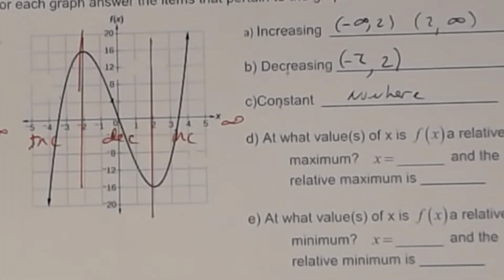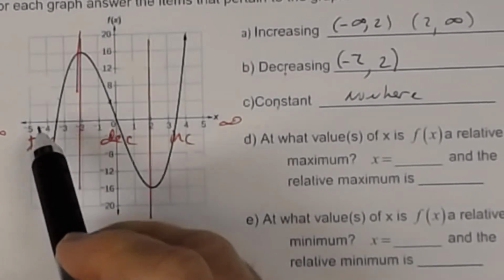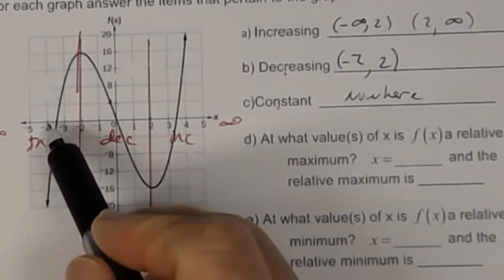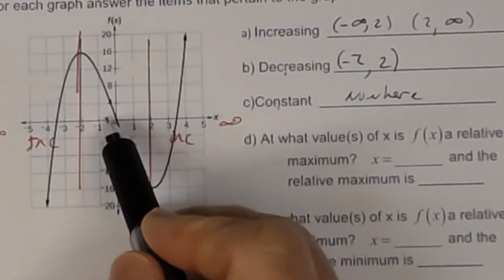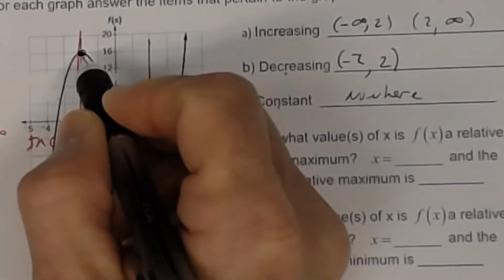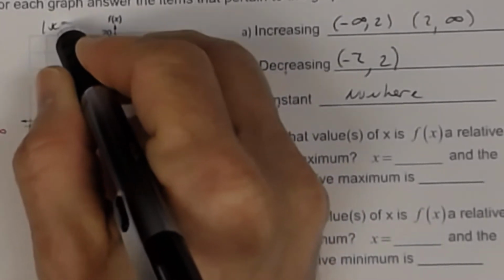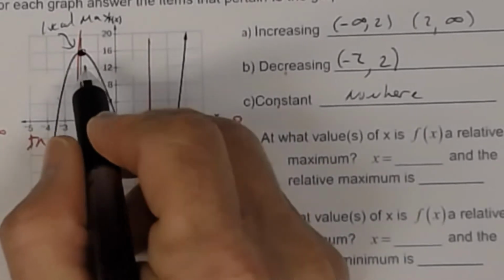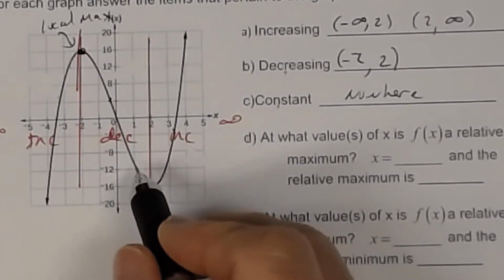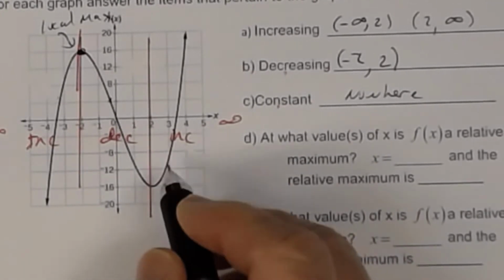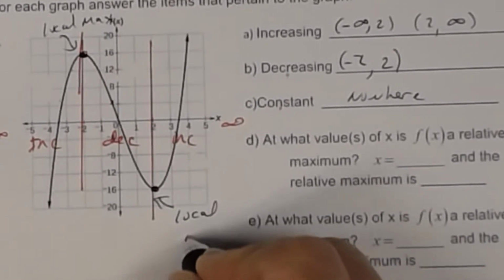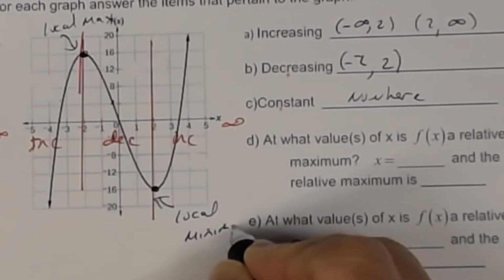Okay, part D. Now notice that when I read this graph, I said that this function is increasing, then all of a sudden it's decreasing. So this is a high point right here. We're going to call this a local max. Increase, decrease. Here all of a sudden I go from decrease to increase. So this point here is called a local minimum.